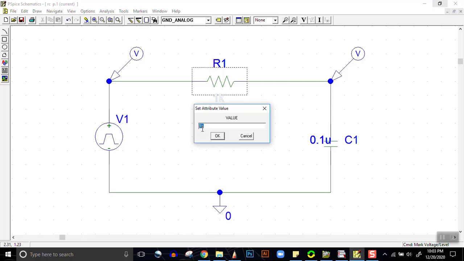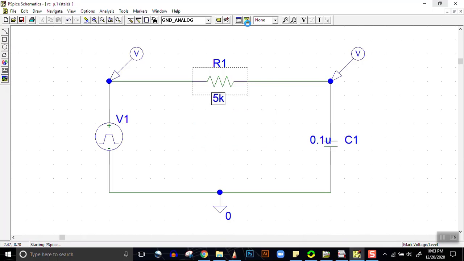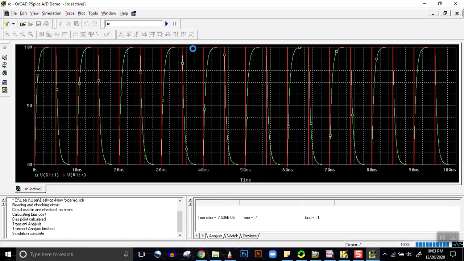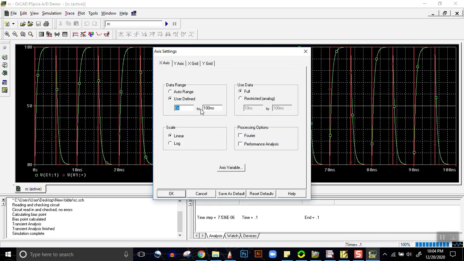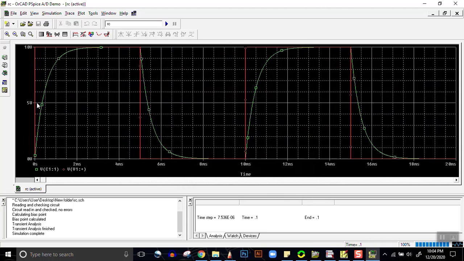What happens if we change the value of resistor? What if we make it 5K? Let's check. So see, if we increase the value of resistor, it rises more slowly. It will become clear when we switch it to 20 milliseconds. So it's rising more slowly than it was before.